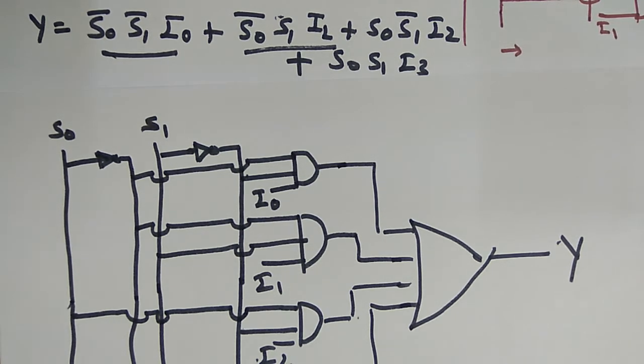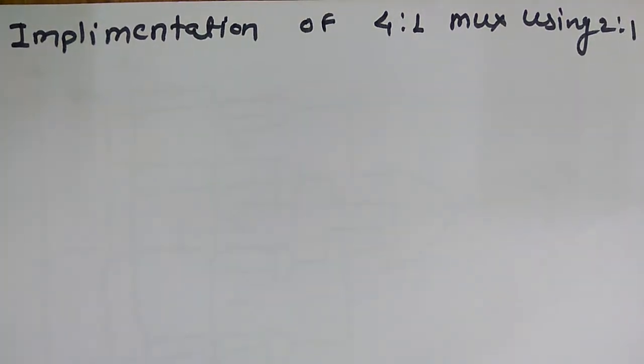Then we will move toward the implementation of higher order mux using lower order mux. So the first question is to implement 4 raised to 1 mux using 2 raised to 1 mux. So guys, we have to implement the 4 raised to 1 mux using 2 raised to 1 mux.